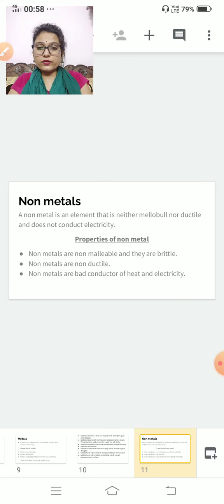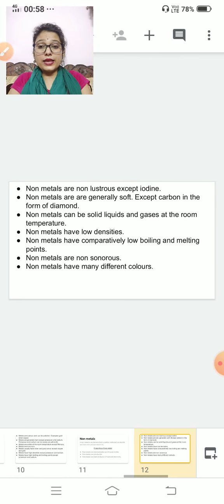Non-metals are bad conductors of heat and electricity. Only carbon is an exception. Carbon is generally not a good conductor of heat and electricity, but if carbon is present in the form of graphite, it is a good conductor of heat and electricity. Clear? Next property: non-metals are non-lustrous. That means they are not shiny, except iodine. Iodine shows lustrous property.